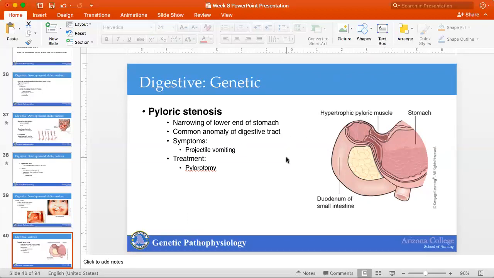Common anomaly of the digestive tract, symptoms, projectile vomiting, and treatment would be a pylorotomy. So just a removal of the pylorus altogether.